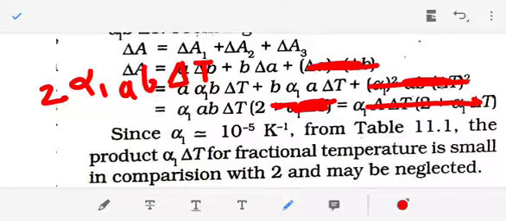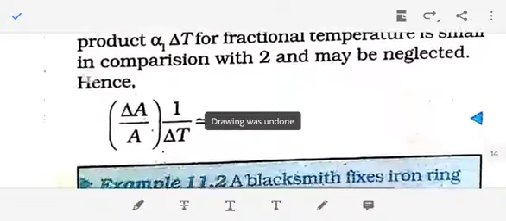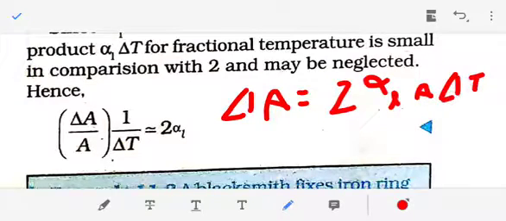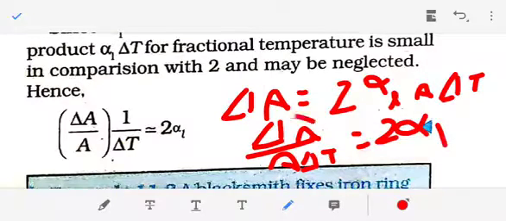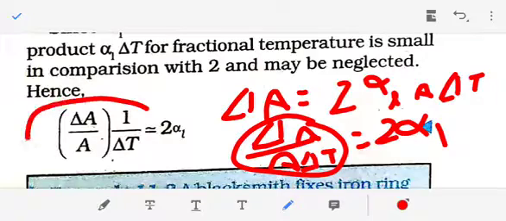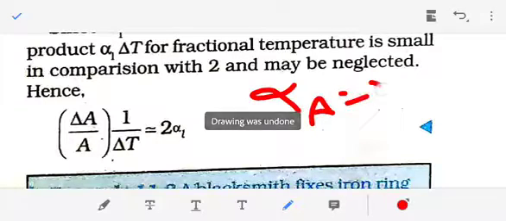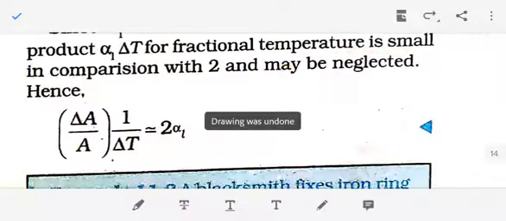Now what is AB? AB was the initial area, that is A. So delta A becomes 2 times alpha L A delta T. So delta A upon A delta T will be equal to 2 times alpha L, and this value is equal to alpha A. That means alpha A is equal to 2 times alpha L. This is the relationship between the area expansion and linear expansion.